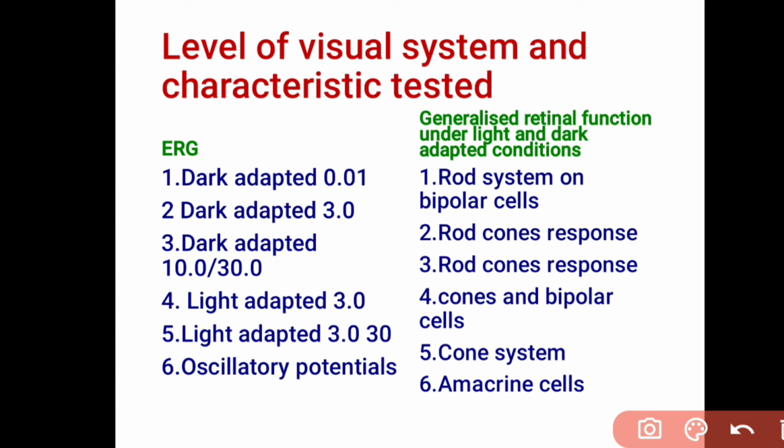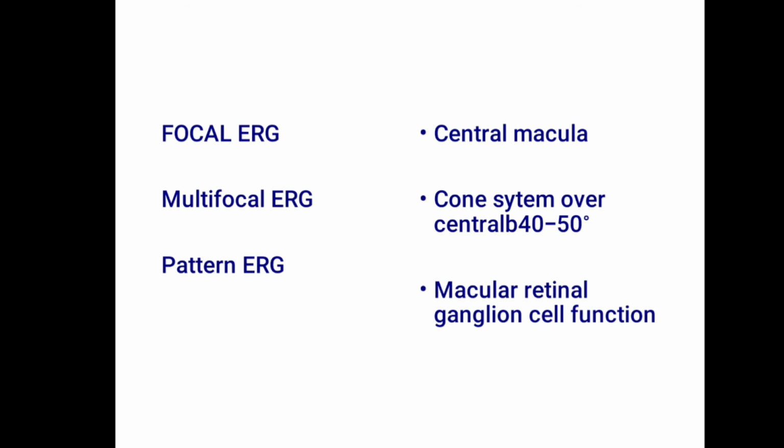So which cells are they actually testing for? When we go for the dark adapted weak flash test, we are testing for the rod system and bipolar cells. When we use the standard flash, we are looking for a rod-cone mixed response but predominantly of the rod response. When we go for dark adapted 10 or 30, that is using a strong flash, we are checking for rod and cone response. When we come to the light adapted tests, by using 3.0 we are only looking for cones and bipolar cells. With the 30 flicker we are looking only for the cones, and the oscillatory potential reflects amacrine cell functioning.